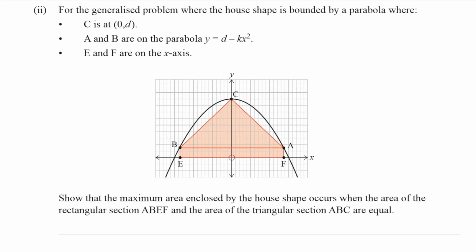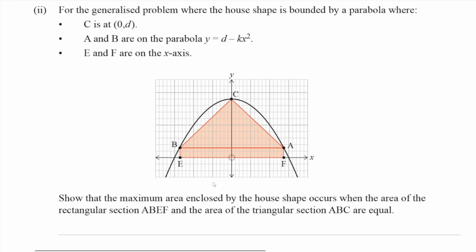So, exactly the same problem, except with more algebra, right? Because instead of giving us this as a fixed point or a height of 9, it's now at a height of d, some distance. And instead of the 9 minus x squared, we have this parameter k, which basically just tells us, is it a very wide house or a very narrow house? Right, the scaling factor.